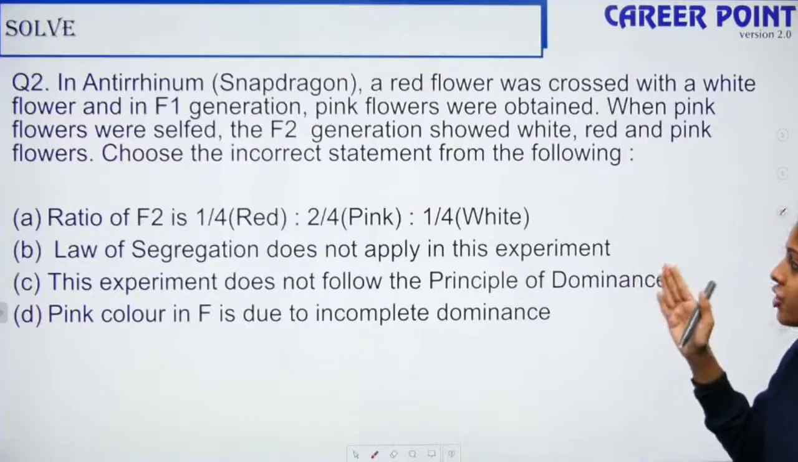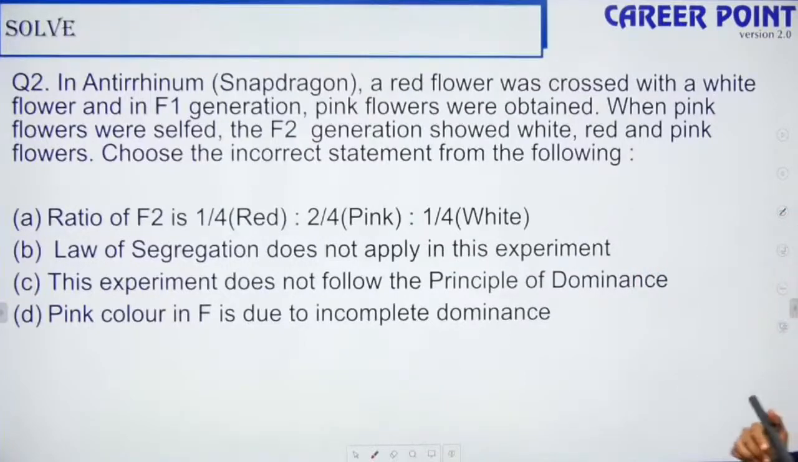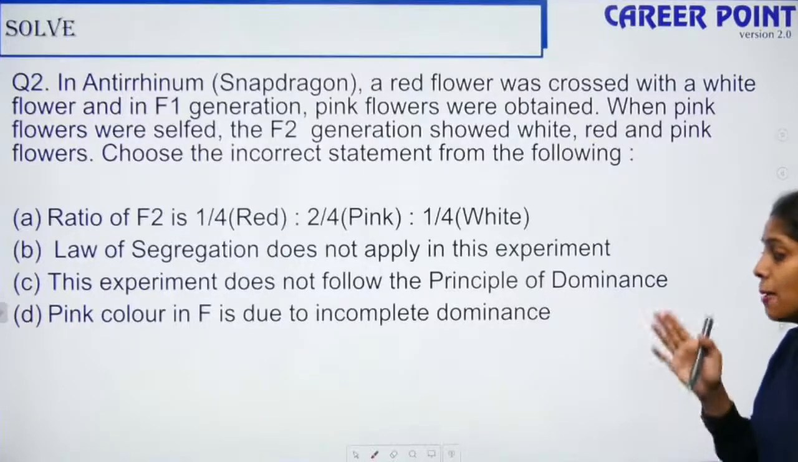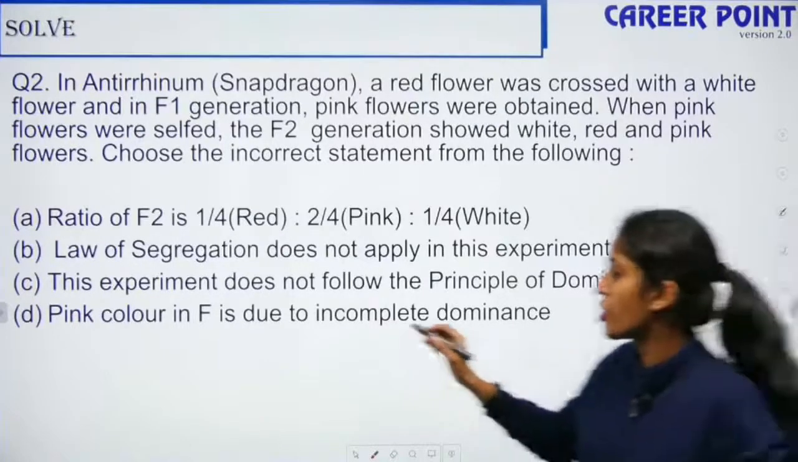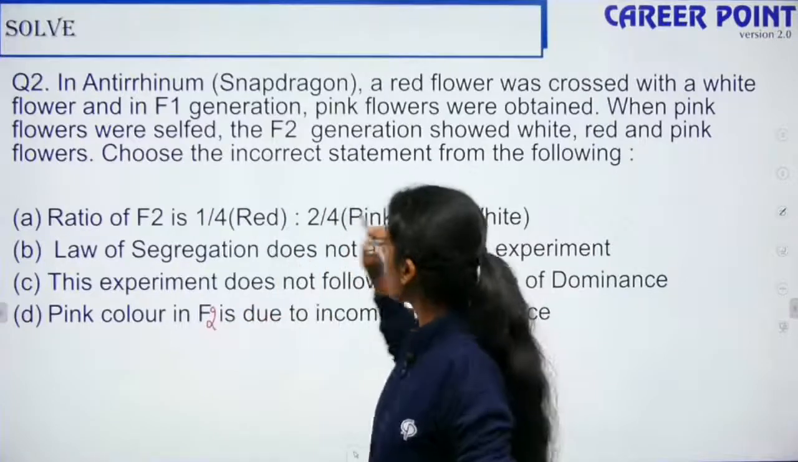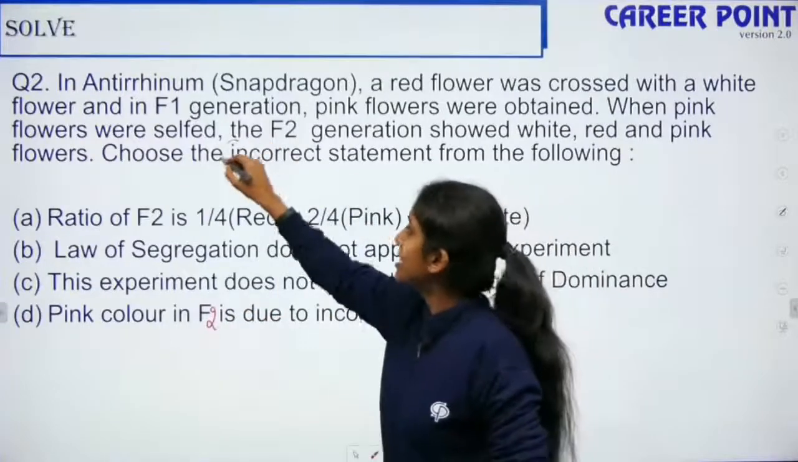The law of segregation does not apply in this experiment. This experiment does not follow the principle of dominance. The pink color in the F2 generation is due to incomplete dominance. So I need the incorrect statement.